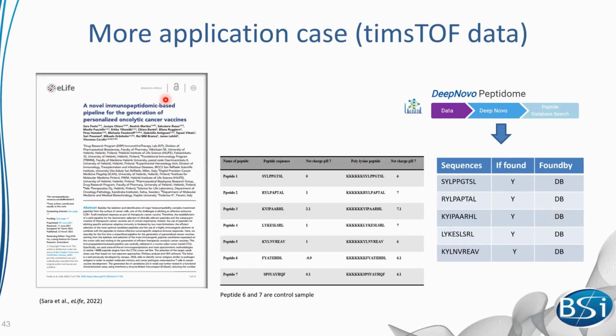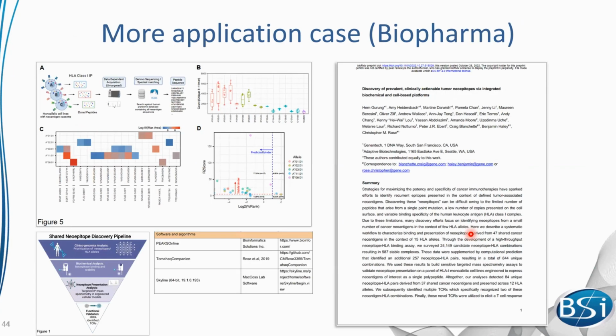Then we also have a paper from our user who used PICS to search the TEAM stock data. Similarly, they have a target peptide list, and we analyze the data in our peptidome workflow. We can also report all of these target peptides. And then there is an application from biopharma. In genetics, they use PICS in their neoantigen discovery platform to help them find some potential targets for the pharma.